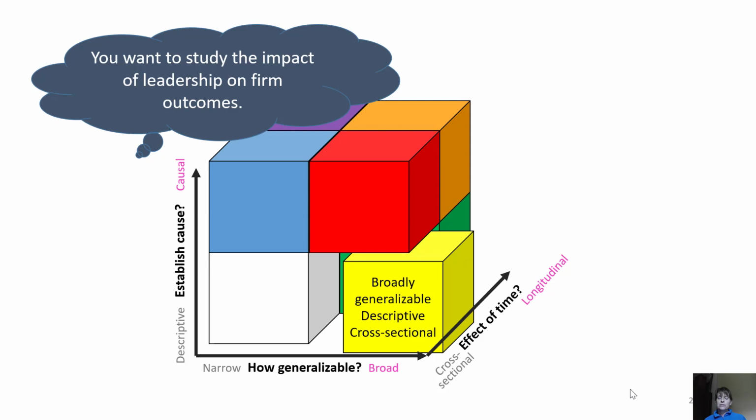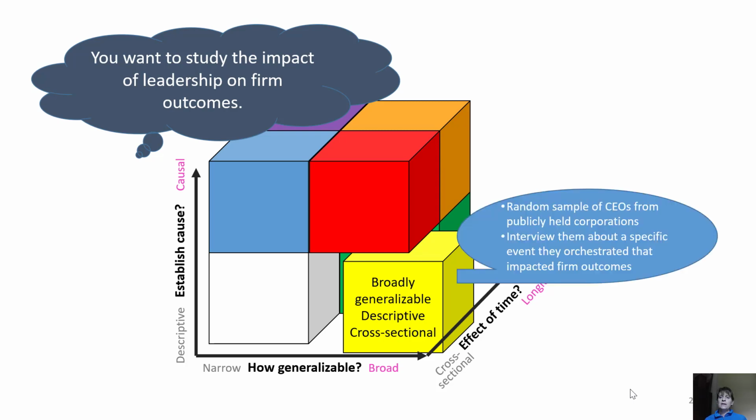Broadly generalizable, descriptive, and cross-sectional, how would we apply that to the impact of leadership on firm outcomes? We might take a random sample of CEOs from publicly held corporations and interview them about a specific event they orchestrated that impacted firm outcomes. The issue here is we are randomly selecting CEOs from the population of interest. This would be the most broad that we could get with this kind of question.